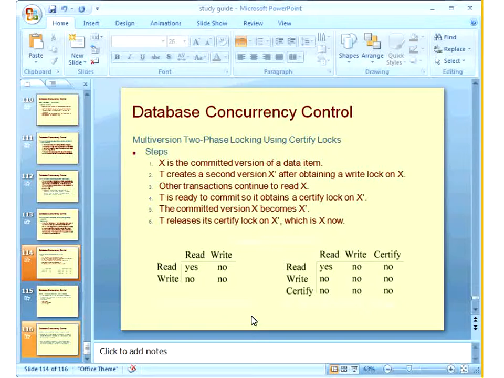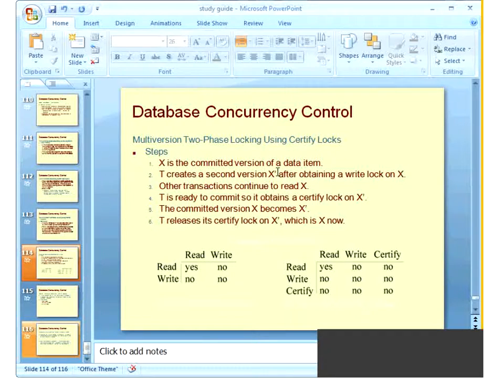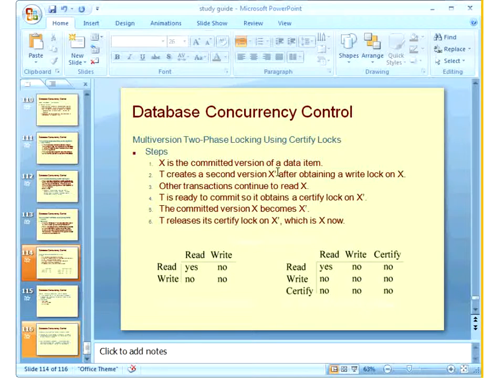It means a transaction wanted to write a data item X. So what it did was allow other transactions to read the data item X and use it, and got another version of X, which was called X'. Then when it has modified that X' and has a new value for X', before committing it gets a certify lock. So the certify lock means the transaction has the lock to modify that item. Then the committed version X becomes X'.